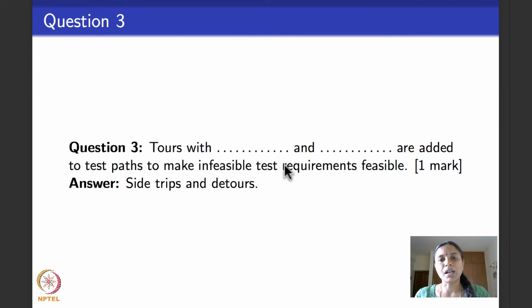The next question is again a fill in the blank question. It says tours with dash and dash are added to test paths to make infeasible requirements feasible. If you remember the lectures, we had discussed side trips and detours. Side trip, basically you take a test path and then at some vertex in the test path, you decide to move out, take another small side trip, come back and join the vertex. What would be a detour? A detour is very similar to a side trip, but it might skip some edges also on the side trip. Why would I need this?